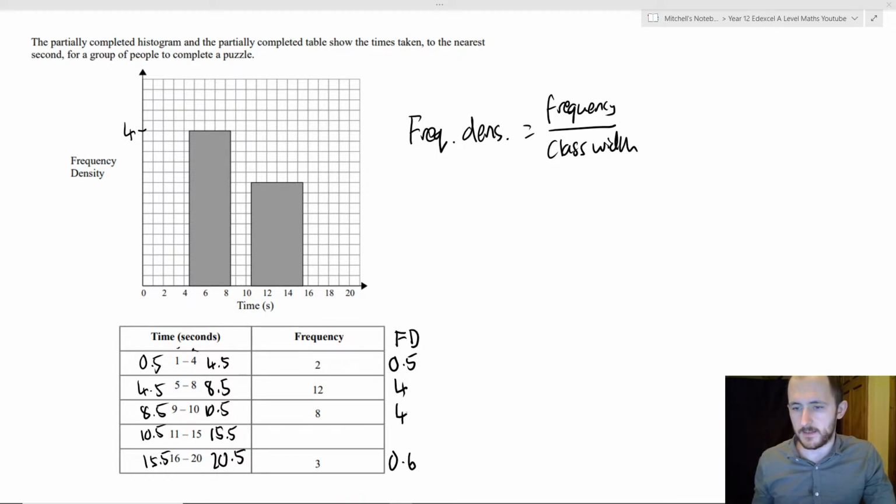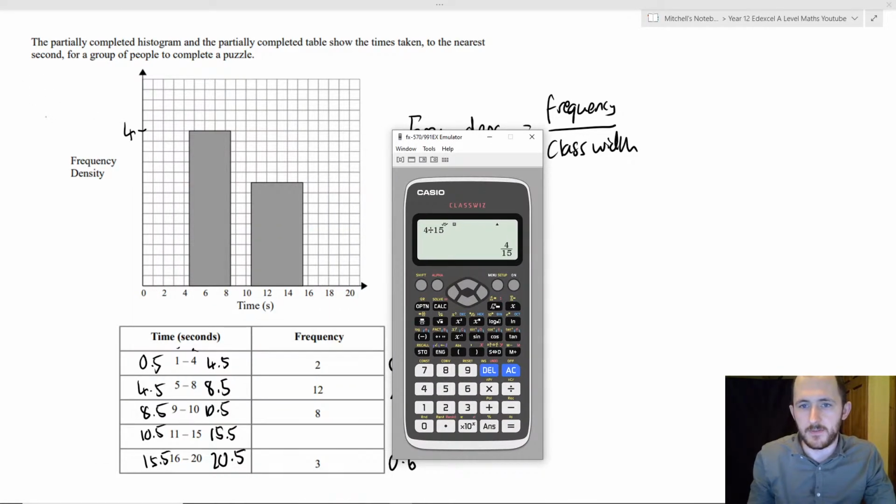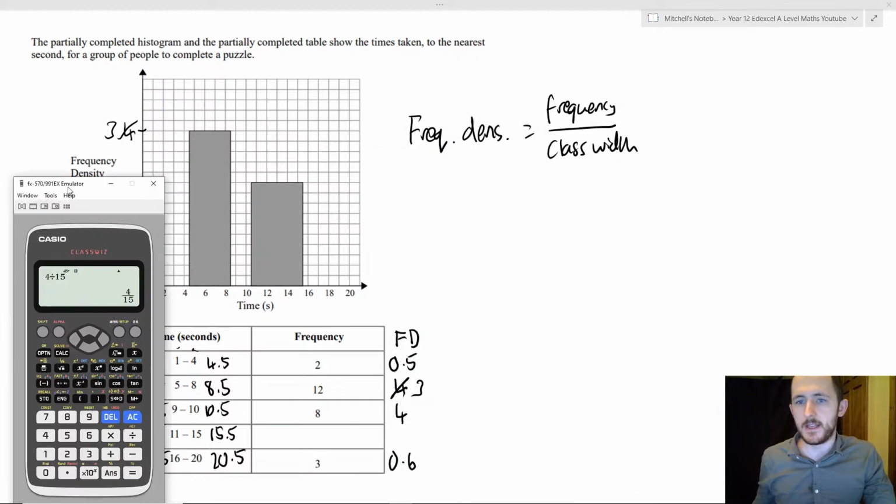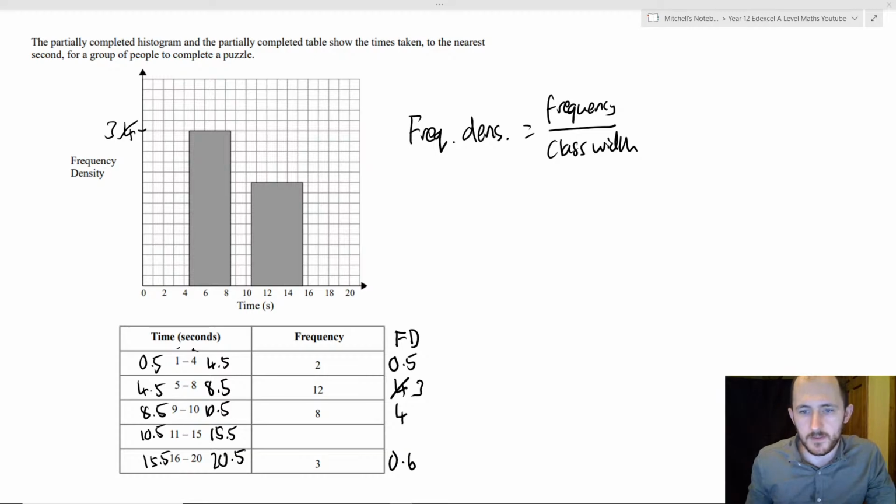Oh, hang on one second. I made a mistake here. That should be 3. So it's actually 3 divided by 15, which is 1/5. So each box goes up in 0.2s. So we can put 0.2, 0.4, 0.6, 0.8, and then 1.0. That gives us the actual increments that we have.